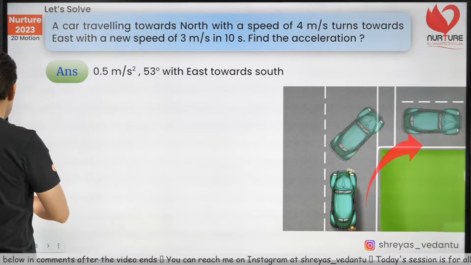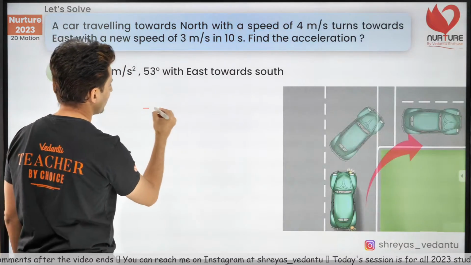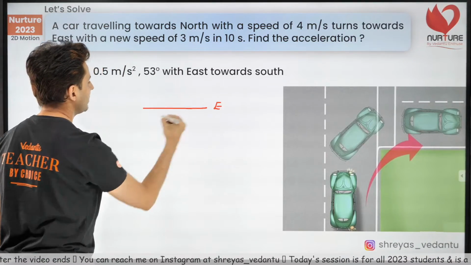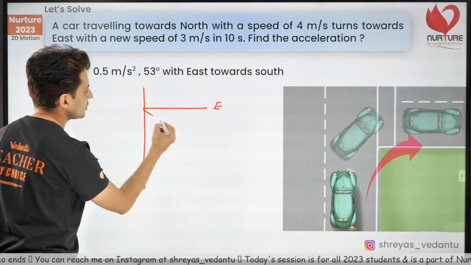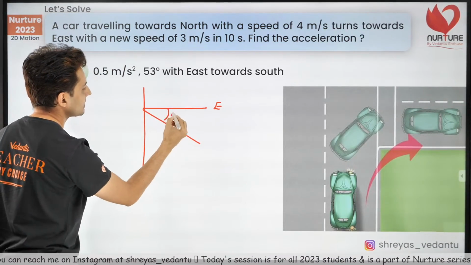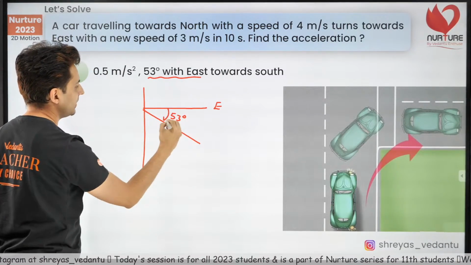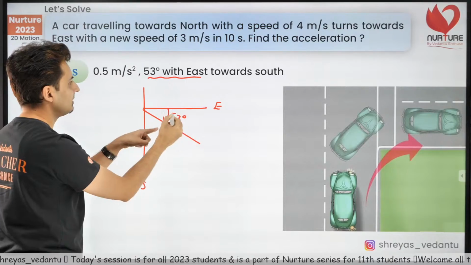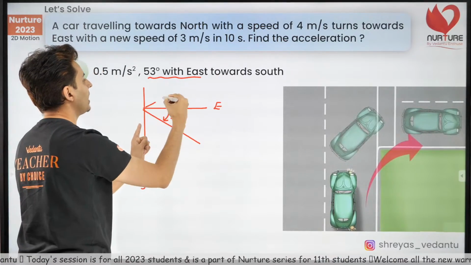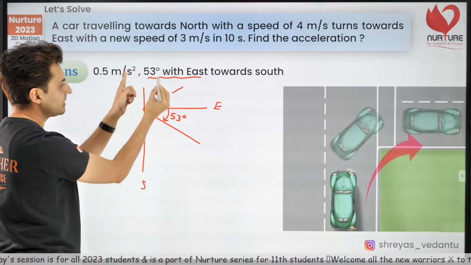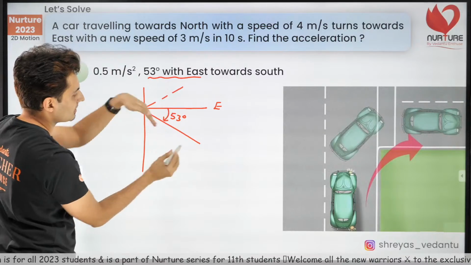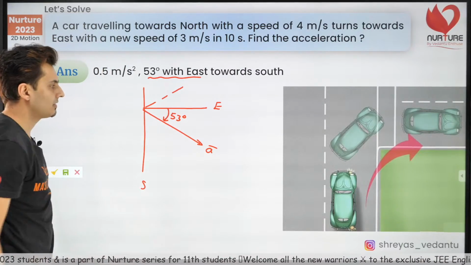So the meaning of this line over here is that, this was east, this is south. So 53 degrees with the east. Okay, towards which way? Towards south. Because if it was towards north, then it could have been here also. But I'm not interested in that angle. I'm interested in this side. So this was the direction of the acceleration.